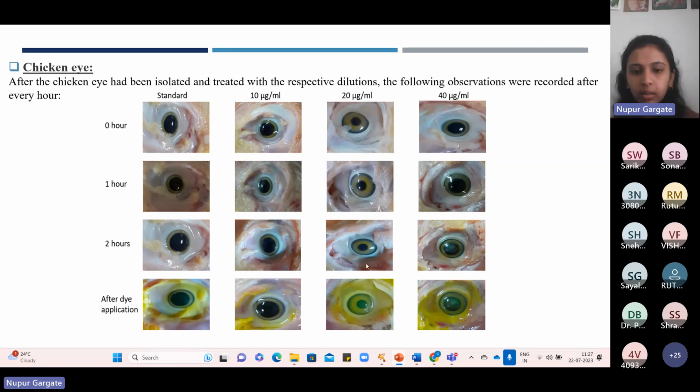But when we put the fluorescence dye and applied the saline solution over it, the dye did not get washed off like it did here. Instead, in 20 and 40 microgram per ml, the dye remained intact in the eye. It did not get washed away, which indicates that at 20 and 40 microgram per ml concentration of mushroom extract, the chicken eye has shown some damage, which indicates that the mushroom extract is toxic to the chicken eyes. That is what we can mainly conclude from this chicken eye assay.